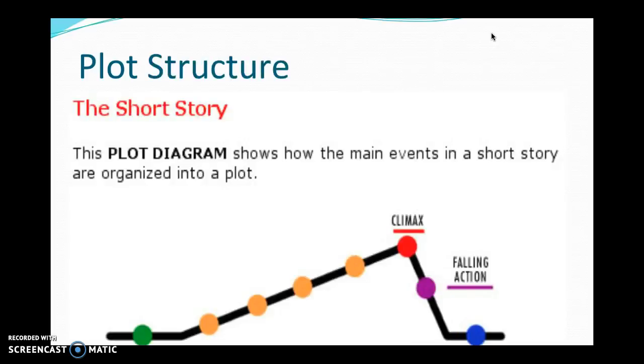This next picture is the plot structure. You will eventually have to draw, label, and explain the plot structure, then apply it to a short story or a movie. The plot diagram shows how the main events in a short story are organized into a plot. On the left, you have exposition, rising action, climax, falling action, and resolution.